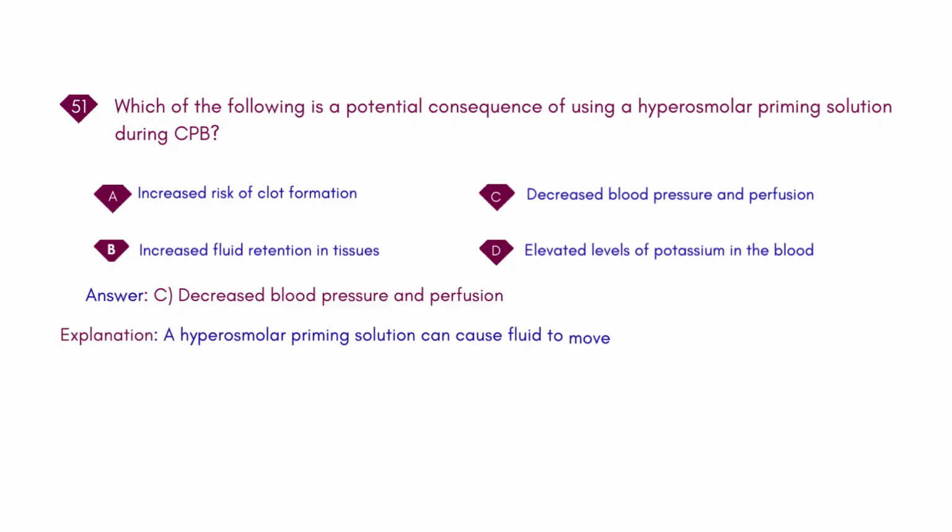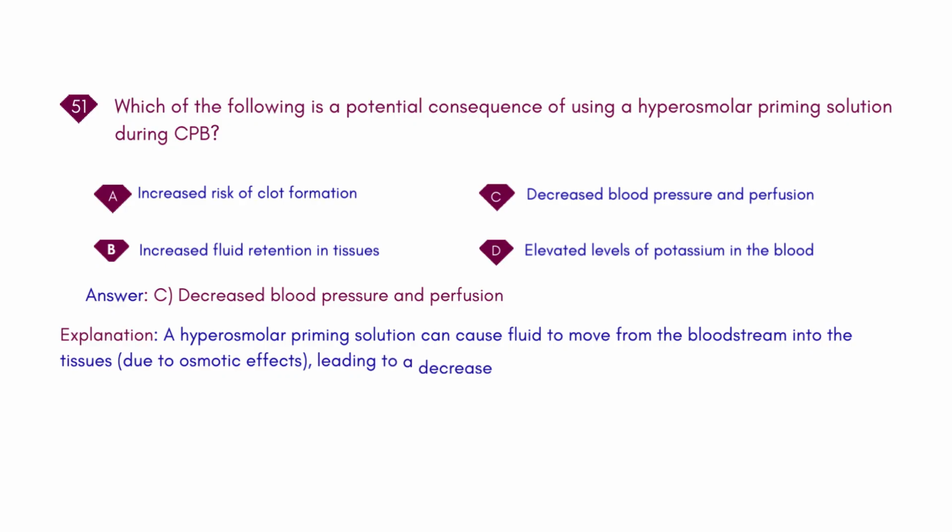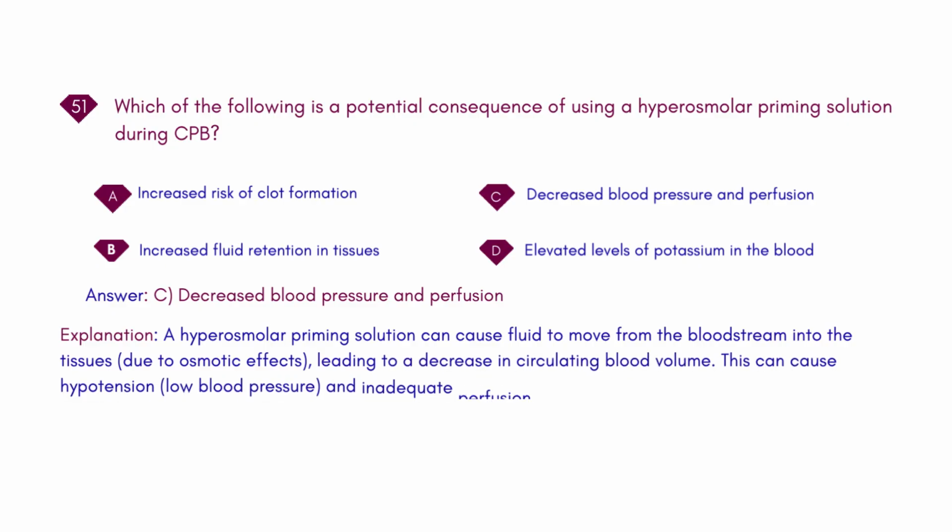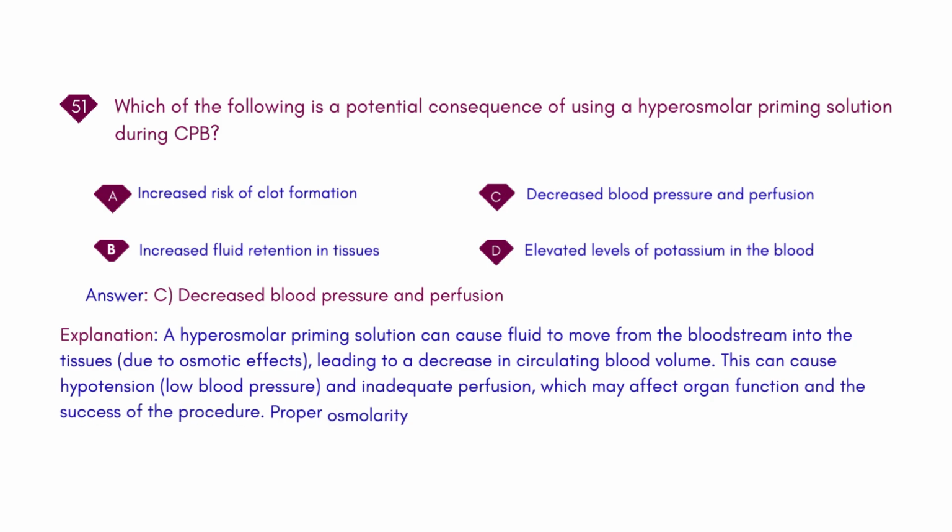Explanation: a hyperosmolar priming solution can cause fluid to move from the bloodstream into the tissues, due to osmotic effects, leading to a decrease in circulating blood volume. This can cause hypotension, low blood pressure, and inadequate perfusion, which may affect organ function and the success of the procedure. Proper osmolarity is critical to ensure optimal fluid balance during CPB.